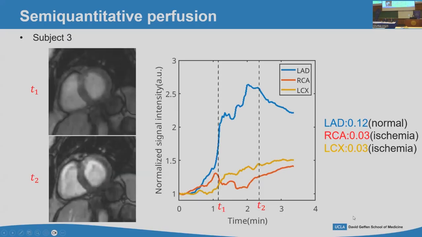And let's take a closer look at subject 3. The figure on the right shows its signal intensity dynamics, and images at 2 example time points are shown on the left. We can see hypointensity clearly in the RCA and the LCX.